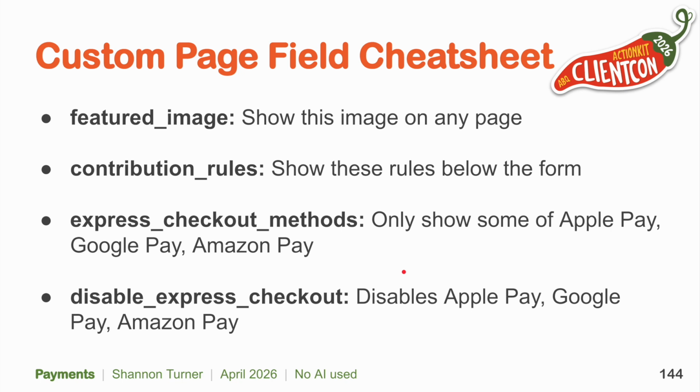So here's this cheat sheet for custom page fields. Featured image will let you show this image on any page. It's not just for donation pages. Contribution rules will show these specific rules before the form. This can be helpful if you want to say, oh, these are the rules for contributing. You have to live in the United States, for instance. Express checkout methods let you choose which express checkout methods you want to show. Like maybe I don't want to show Amazon Pay. You can do that. Disable Express Checkout will disable all of Apple Pay, Google Pay, and Amazon Pay.